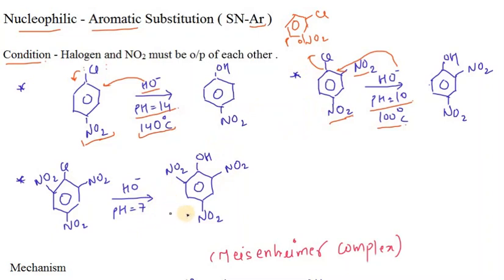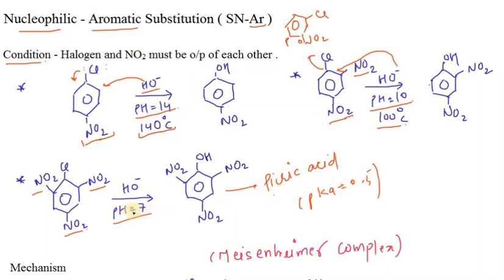Let's see the third condition, when all the ortho and para positions are occupied by NO2, then chlorine can be replaced at pH 7. At general temperature it could be replaced. So when it replaces, it forms this. This is known as picric acid. So this is the formation of picric acid also. Its pKa is 0.5, and it is picric acid.